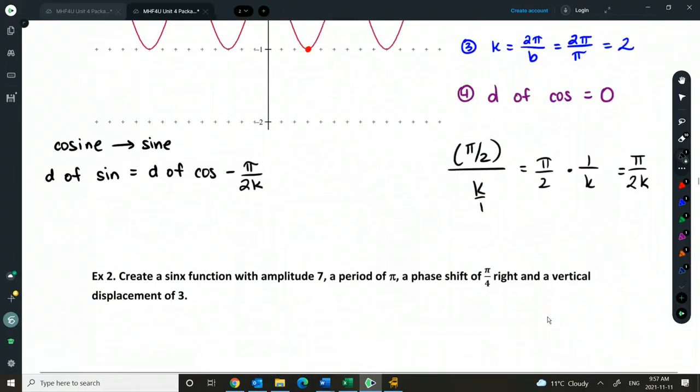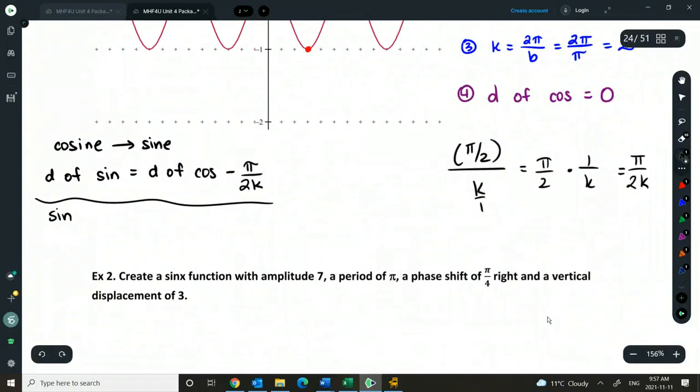And you might be able to guess if we were to go from sine to cos, what would change? What would this look like? D of cos would be equal to what?